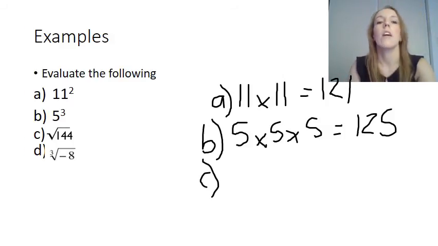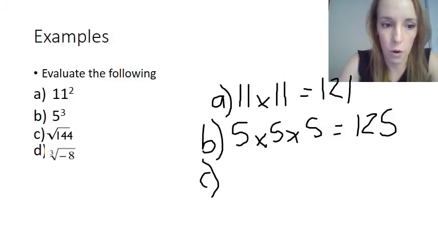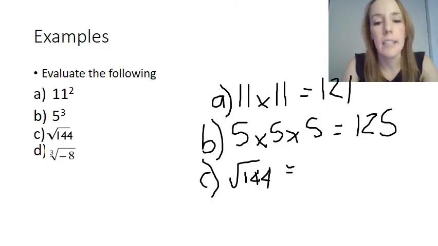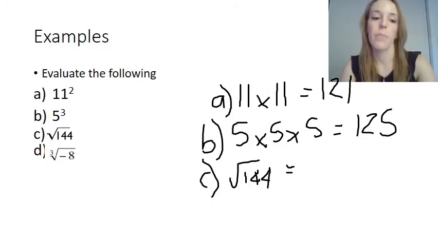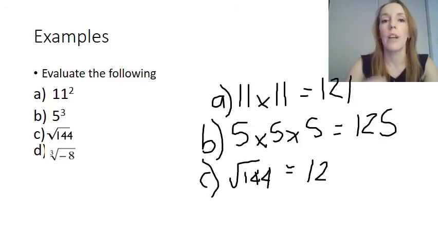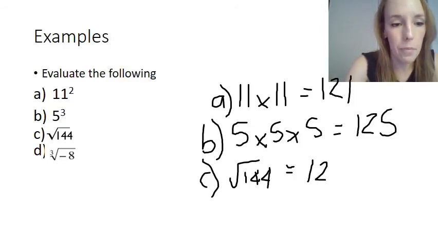C, we've got the square root of 144. So the square root of 144, we have to find out what number times itself will equal 144. And the answer to that is 12, because 12 times 12 equals 144.